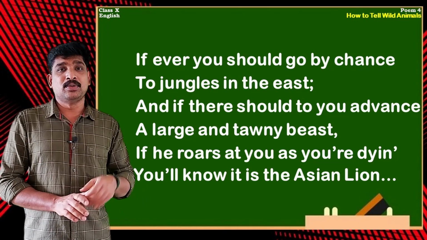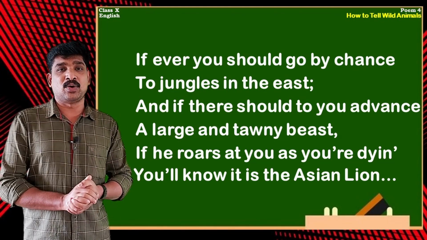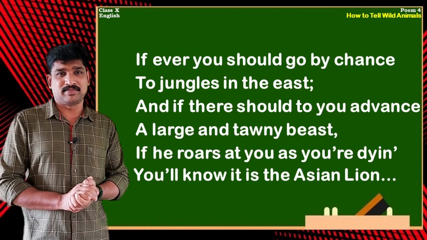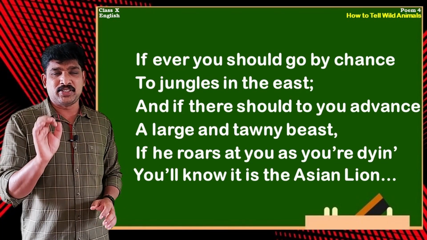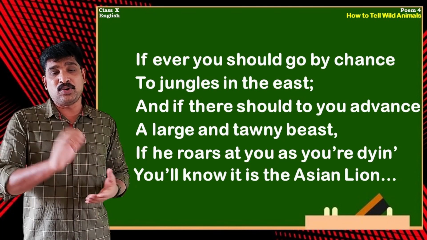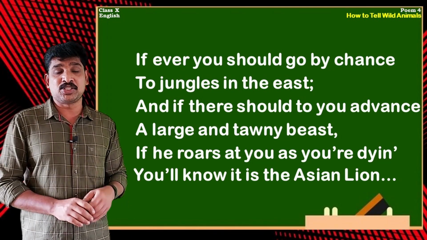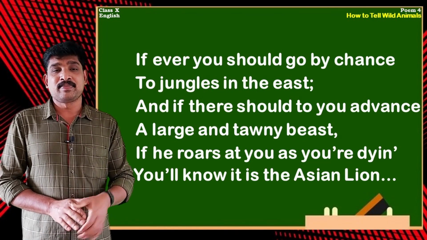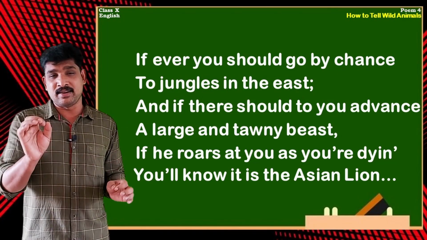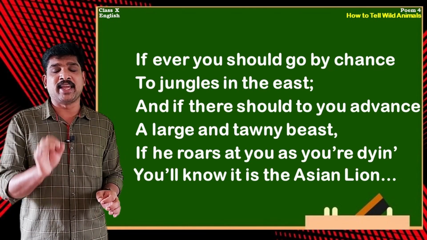In this poem, as I told you, the poetess tells the readers how they can recognize various animals in the jungles of the East. The East means the eastern part of the world, that is Asia. So, in this opening stanza, she says, if the reader has to go to the jungles of the East by chance, or the forests of Asia by chance, and if he comes across an animal whose skin is tawny or yellowish brown in color, and if the animal roars at him so strongly that he can die out of fear, it means that he has encountered an Asian lion.